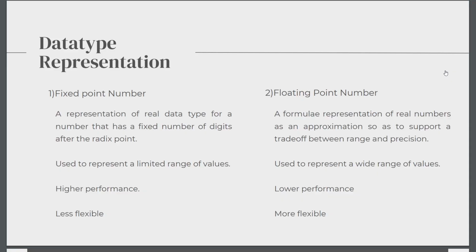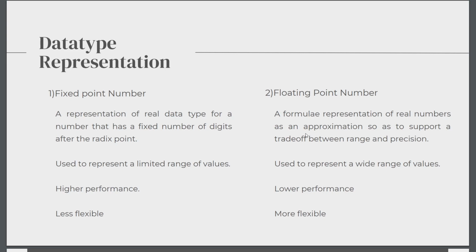So basically there are two types of data type representations, namely fixed point number and floating point number. The main difference between the fixed point number and floating point is that the fixed point has a specific number of digits reserved for the integer part and fractional part, while the floating point does not have a specific number of digits reserved for the integer part and fractional part.